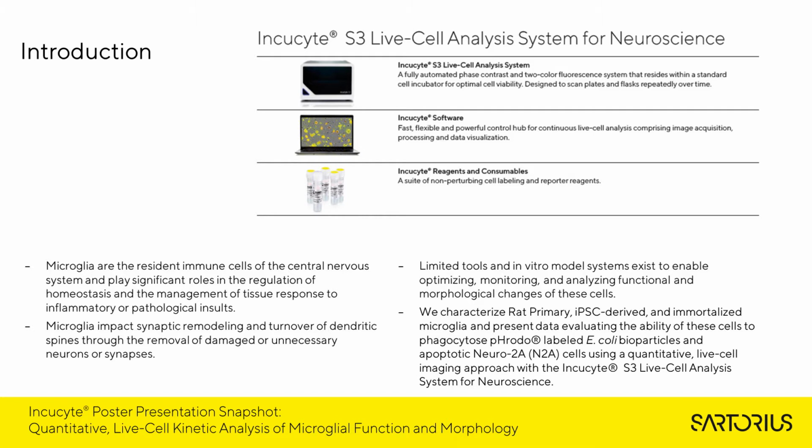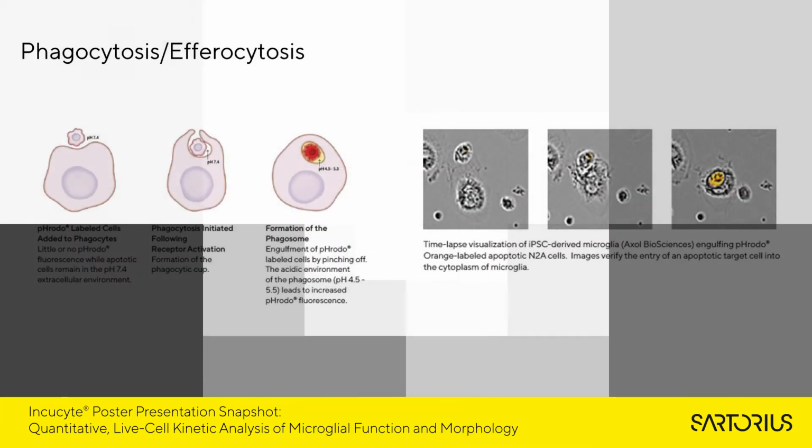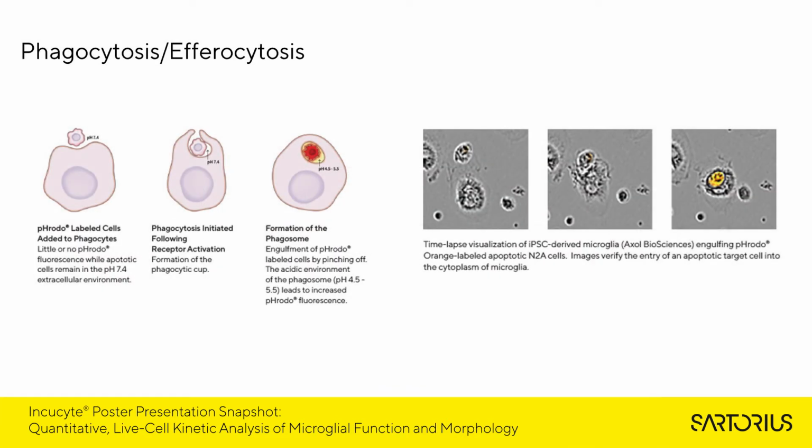Phagocytosis is the process by which certain living cells ingest or engulf other cells or particles. It's a very important defense mechanism against infection by microorganisms. More specifically, efferocytosis is the process by which apoptotic cells are removed by phagocytic cells such as microglia. During efferocytosis, the cell membrane of the phagocytic cells engulfs the apoptotic cell, forming a large fluid-filled vesicle containing the dead cell.